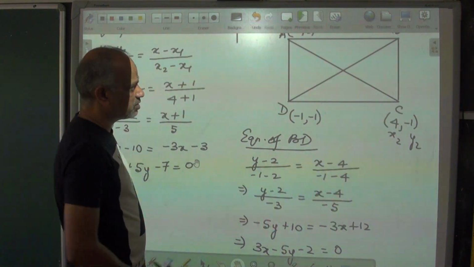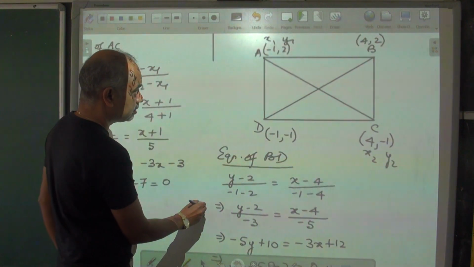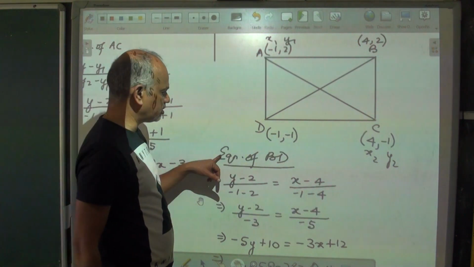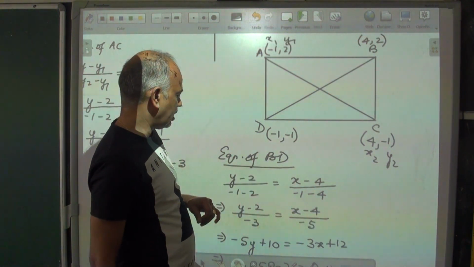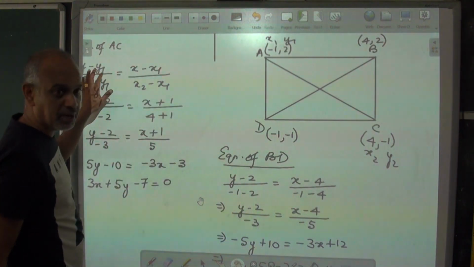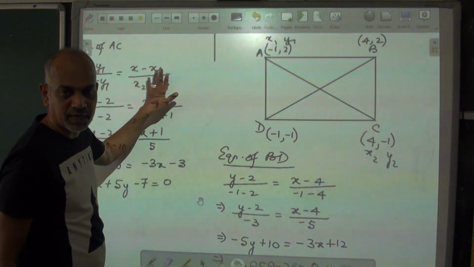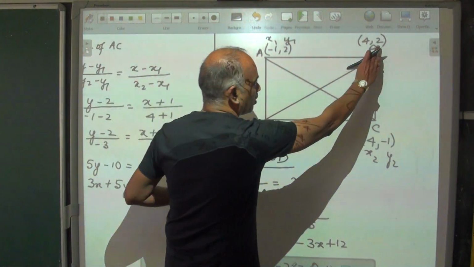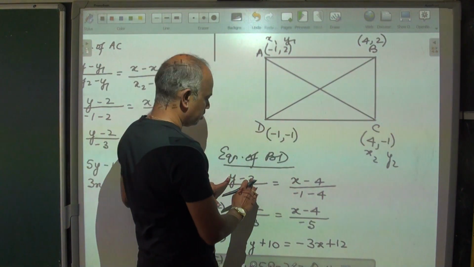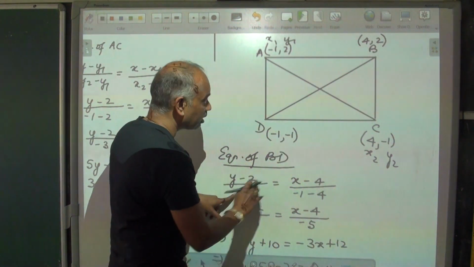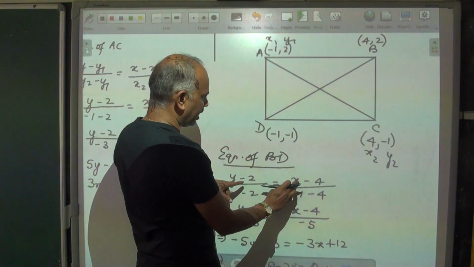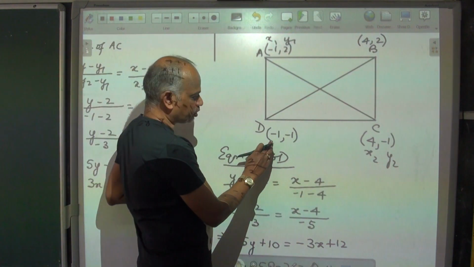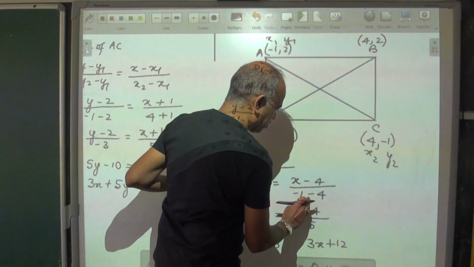Now you have to find the equation of the second diagonal. The second diagonal is this one. BD is the second diagonal for which you will find the equation. So the equation of BD, the formula is the same: y minus y1 by y2 minus y1 is equal to x minus x1 by x2 minus x1. So substitute the values. Y minus 2 by y2 which is minus 1 minus 2 is equal to x minus x1 which is minus 4, divided by x2 which is minus 1 minus 4.